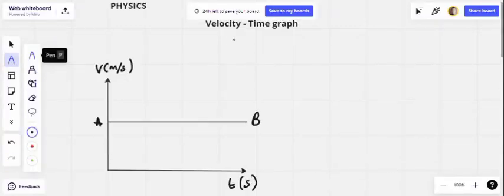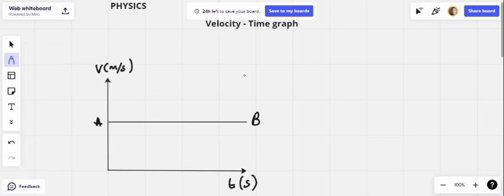Now let's analyze the velocity time graph. It is a topic that usually comes in past questions, both WAEC, JAMB, GCE. So when you talk about a velocity time graph, this is a graph that we use to plot velocity against time. Velocity will be on the y-axis, or you say on the vertical axis, while time will be on the horizontal axis. The unit for velocity is meter per second.